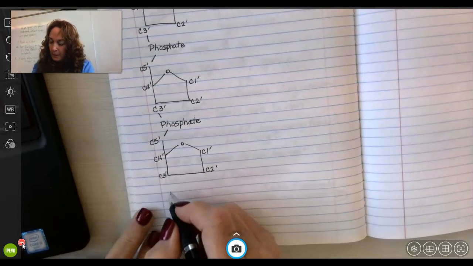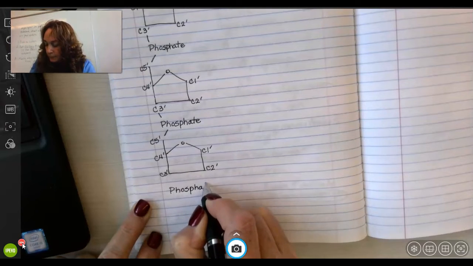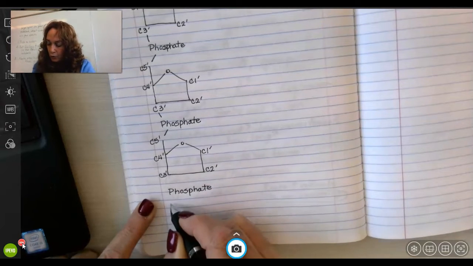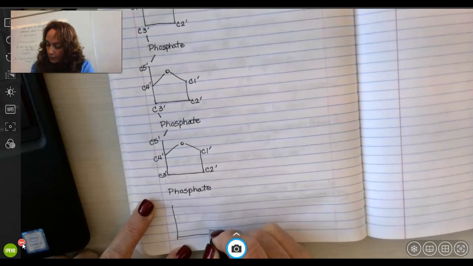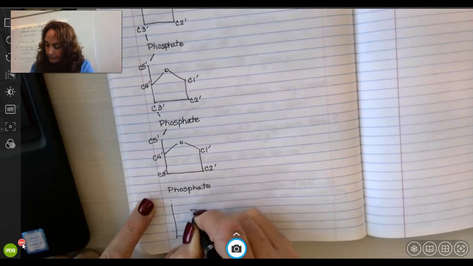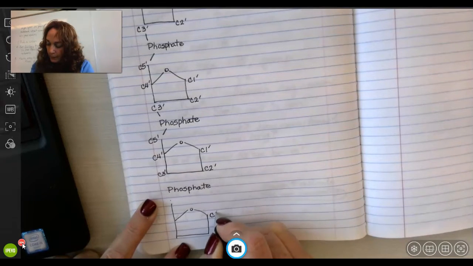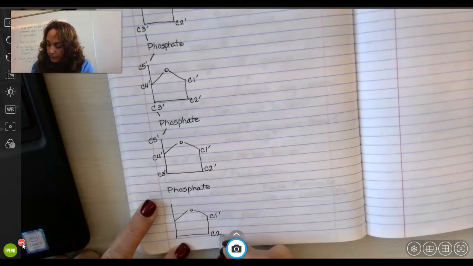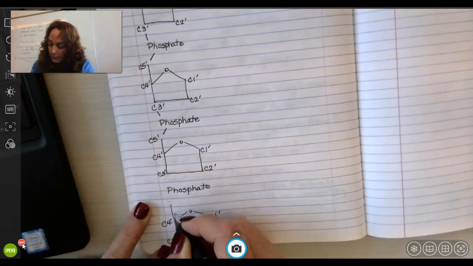Repeat last time. So I'll put a phosphate group here and my last sugar. So I'm going to draw this little guy and number 1, 2, 3, 4.